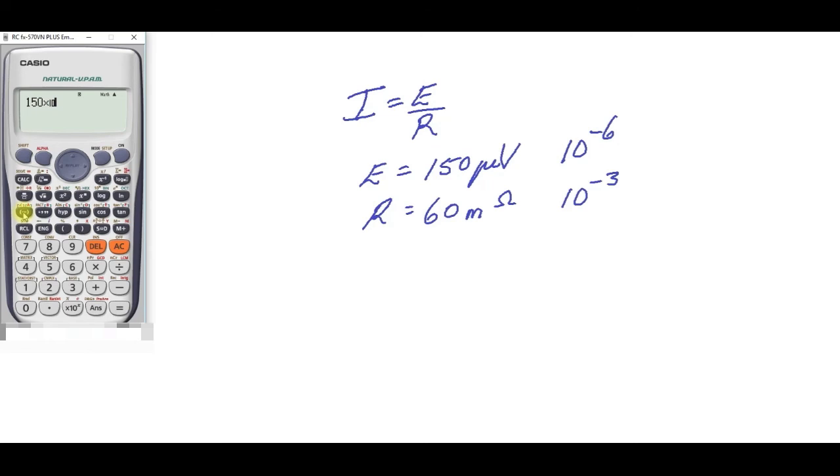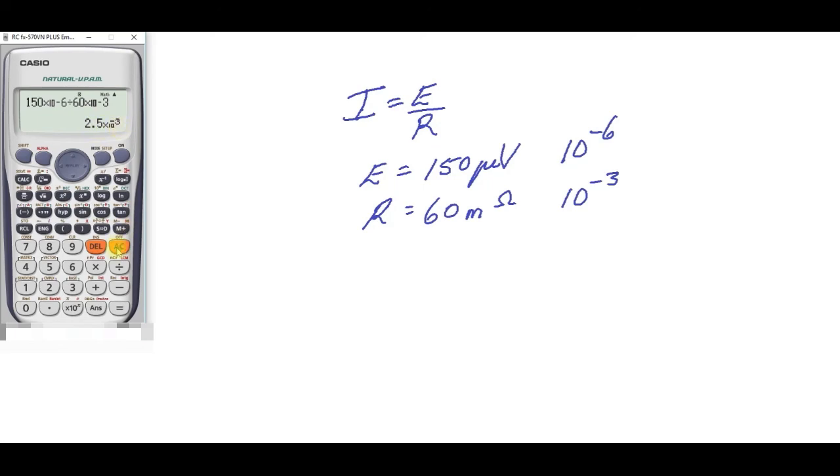Exponent, micro is minus 6, divided by 60 milliohms, 6, 0, exponent minus 3. There's our numbers entered, and let's press equals. And the answer is 2.5 by 10 to the minus 3. 10 to the minus 3 is milli. We're calculating current, so the answer is 2.5 milliamps. So 150 microvolts divided by 60 milliohms is 2.5 milliamperes.